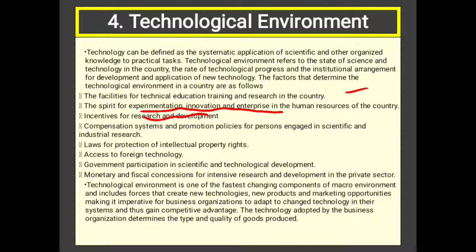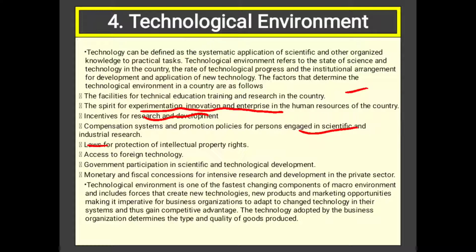So for technological development, what is required is research and development. Then compensation systems and promotion policies for persons engaged in scientific and industrial research. Those who are doing the scientific and industrial research, give them some help, assistance. Laws for protection of intellectual properties. Some legal laws have to be formulated for protecting intellectual property rights, because somebody is developing something, and if it is not protected and it is very public, then there is no interest in inventing new technology.